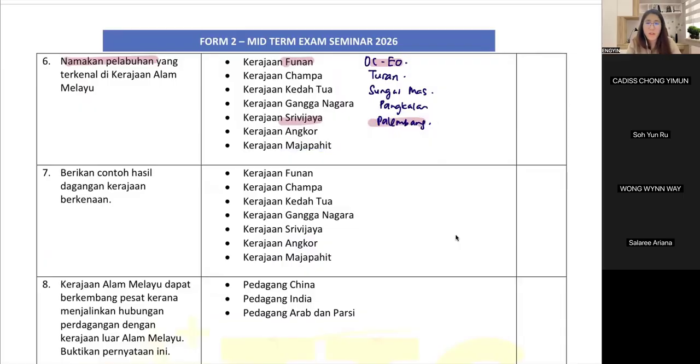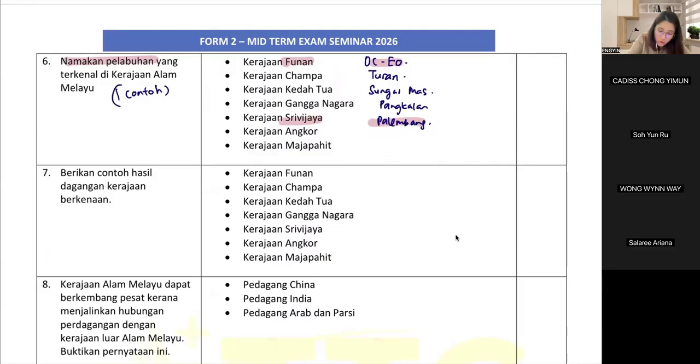Majapahit, I a bit forgot already lah, because they got too many pelabuhan. Angkor, let me think, Angkor. Suddenly can remember. Angkor, I cannot remember. See, I also cannot remember one. So you need to practice. Write it down. So really, guys, I encourage you to remember at least one contoh.